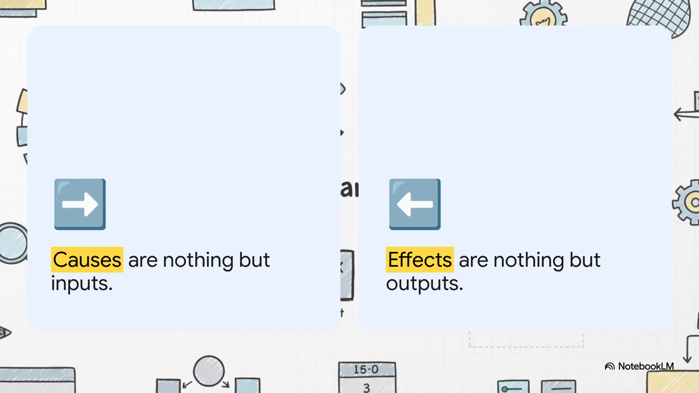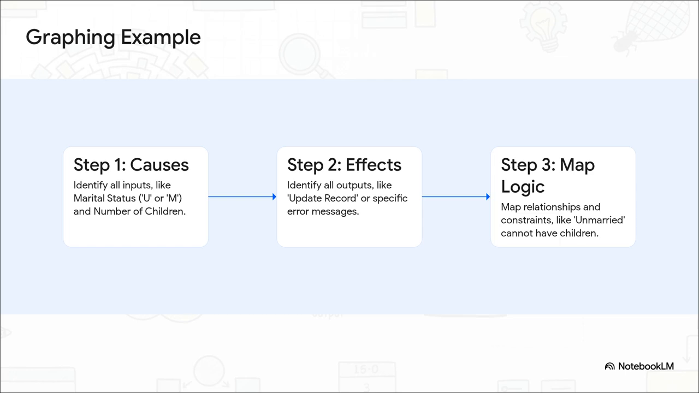In concept, it's really simple. You've got causes. These are your inputs. Think of a user clicking a button or typing something into a field. And then you've got effects. These are the results, the outputs, like a record getting saved, an error message popping up, or a brand new window opening. Simple.